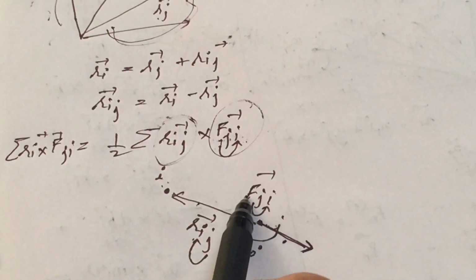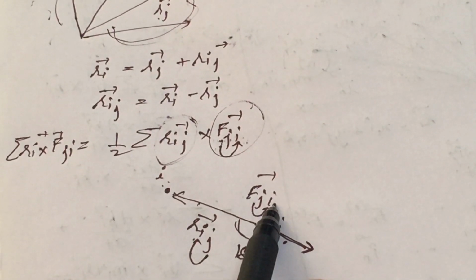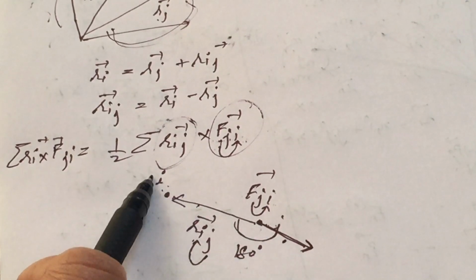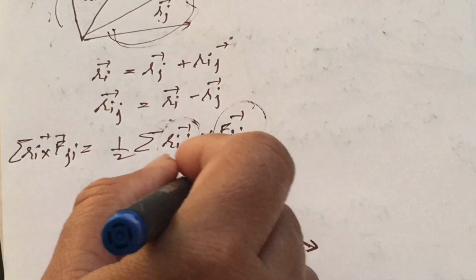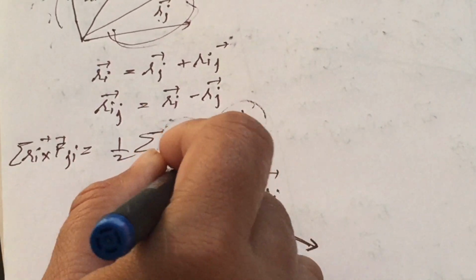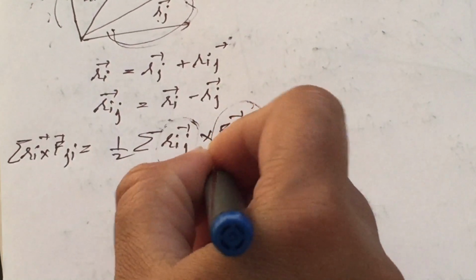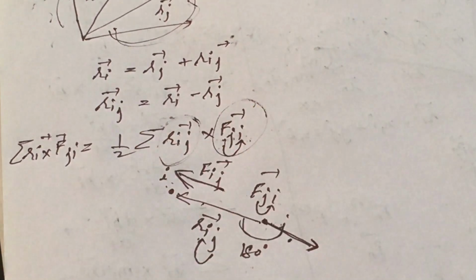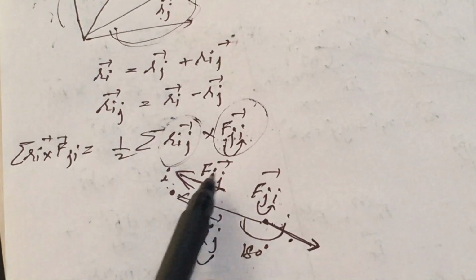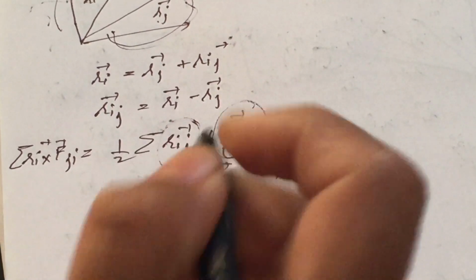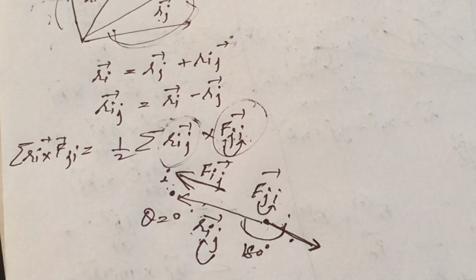If we take the force Fij, it means we are taking the force on the jth particle due to the ith particle. Here the ith particle will attract the jth particle in this direction, and now the force is Fij. Here rij and fij are in the same direction. It means the angle between them is 0. Again sine 0 is 0.